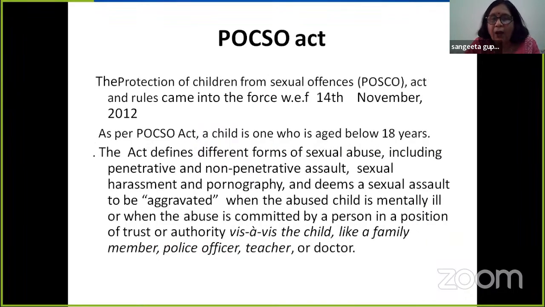Now, POCSO Act in a nutshell, what is the POCSO Act? It is the Protection of Children from Sexual Offences Act, and it was announced on 14th November 2012, that is Jawaharlal Nehru's birthday. As per the POCSO Act, a child is one who is aged below 18 years. The Act defines different forms of sexual abuse, including penetrative and non-penetrative sexual assault, sexual harassment, and pornography. Any sexual assault is deemed to be aggravated when the abused child is mentally ill, or when the abuse is committed by a person in a position of trust or authority vis-a-vis the child, like a family member, police officer, teacher, or a doctor.